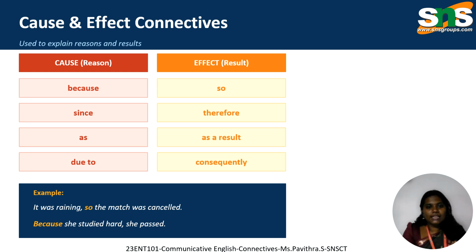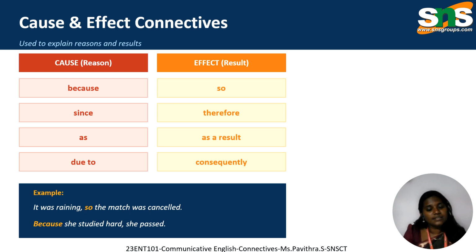And this is one of my personal favorites, cause and effect connectives. These explain why something happened and what happened as a result. We can split them into two groups. Cause connectives introduce a reason. Because: she passed because she studied hard. Since it was raining, we stayed inside. As he was late, he missed the bus. Due to: the match was cancelled due to the rain.